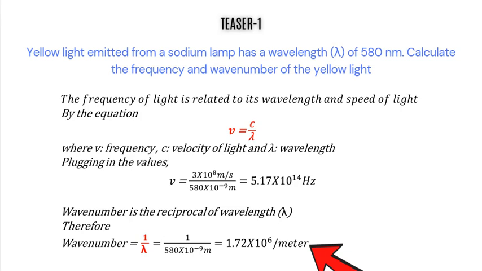Wave number is the reciprocal of wavelength λ, therefore wave number equals 1/λ, which is equal to 1/(580 × 10^−9 meter), which is equal to 1.72 × 10^6 per meter.